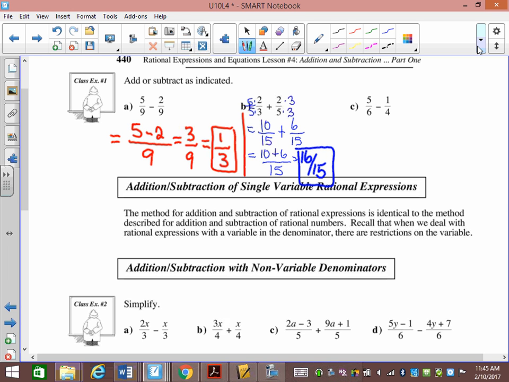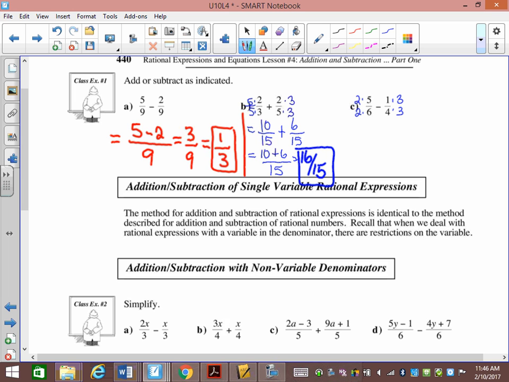6 and 4. What's common to 6 and 4? Someone usually always says a too big of one. What's common between 6 and 4? Smallest. 12. Most people say 24 because they just go 6 times 4, right? You want to do the smallest. The only reason why is if you do larger, which is fine, you're just going to end up canceling them off at the end. So you give yourself more work. Okay? So 12. We're going to times this one by 2 and 2. And we're going to times this one by 3 and 3.